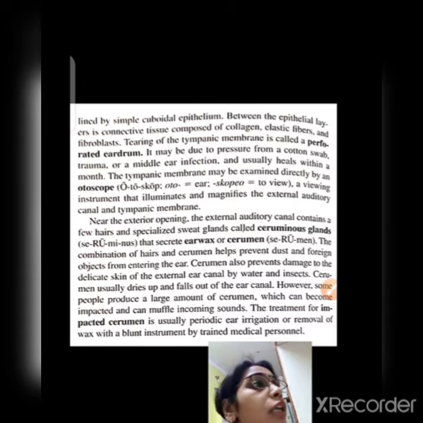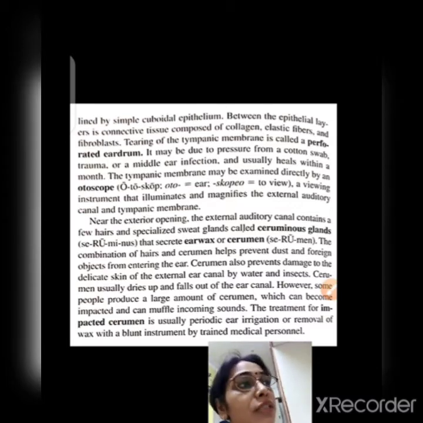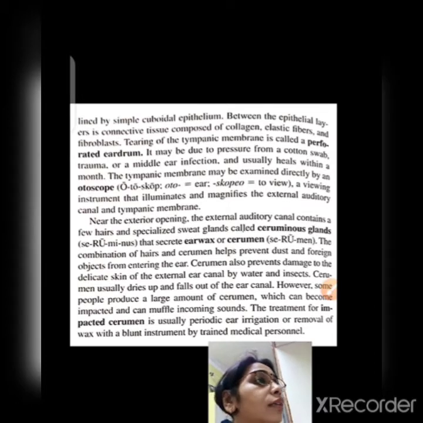Now, the tympanic membrane may be examined directly by an otoscope. The instrument is called an otoscope, by which the ENT specialists check the ears. It is a viewing instrument that illuminates and magnifies the external auditory canal and tympanic membrane.